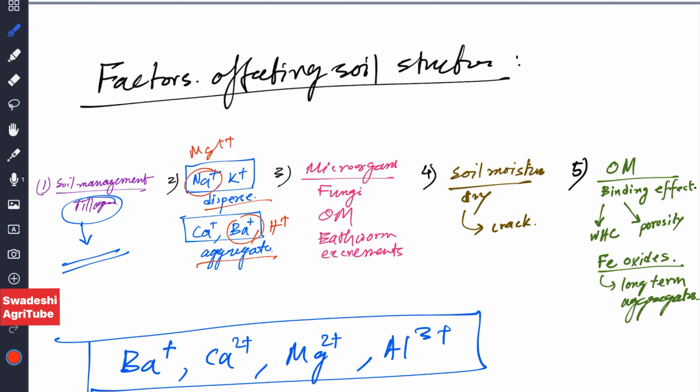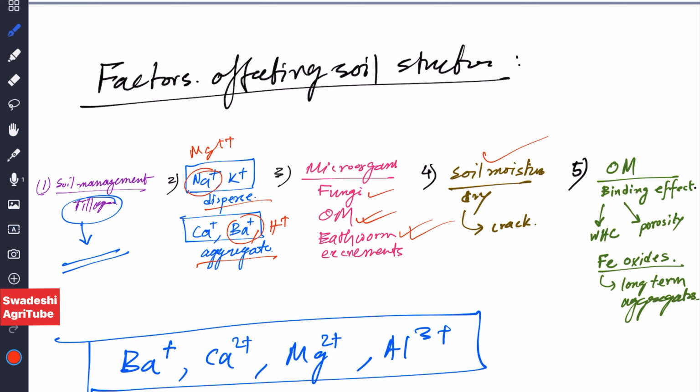Third is the microorganisms. We all know that microorganisms means the organic matter. This organic matter drastically changes the soil structure, and when there is organic matter, there will be microbes like fungi and bacteria, and earthworms are also the farmer's friend because of changing the soil structure by forming more pore space.